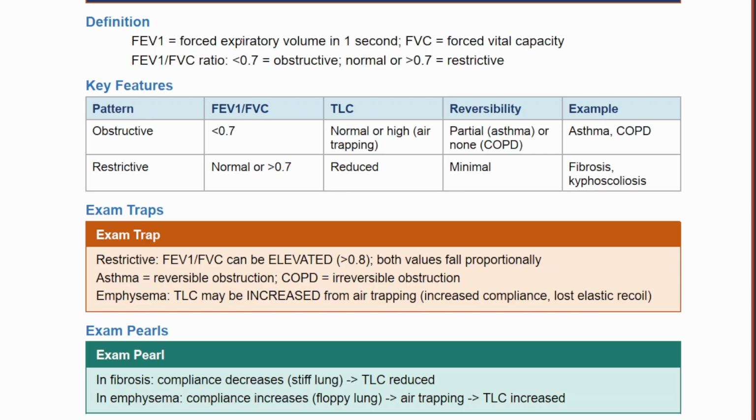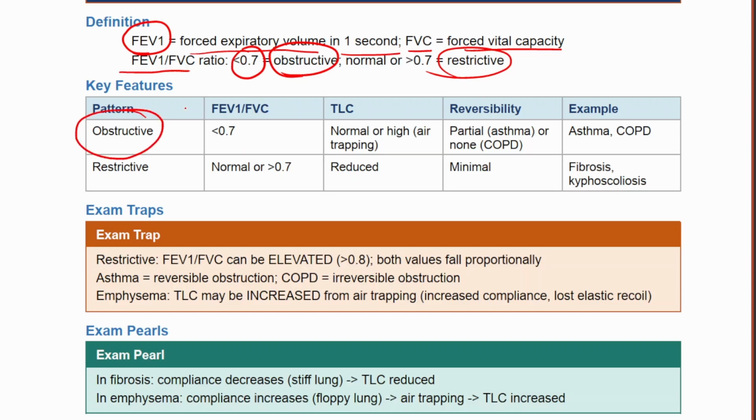Starting with the core definitions, FEV1 is defined as the forced expiratory volume in 1 second, and FVC is the forced vital capacity. The diagnostic threshold for the FEV1 and FVC is absolute. A ratio less than 0.7 defines an obstructive pattern, while a normal ratio or a ratio greater than 0.7 indicates a restrictive pattern. Let's review the key features table to lock in the contrasting profile for each pattern.